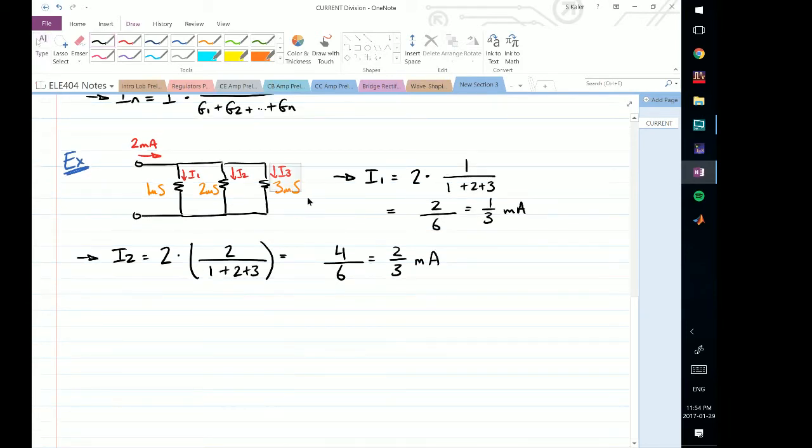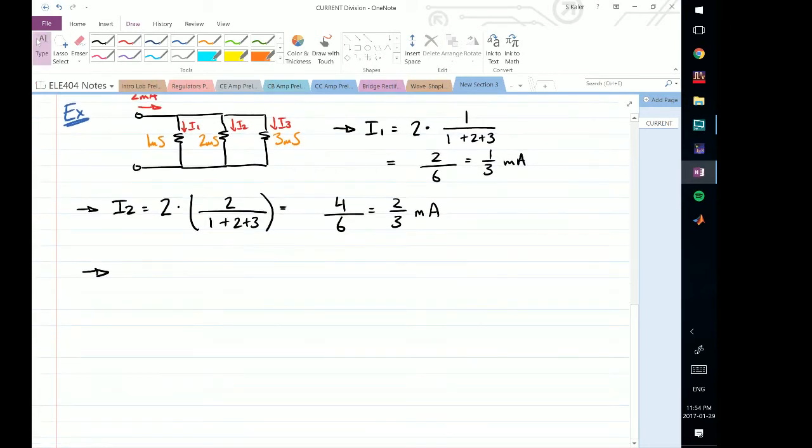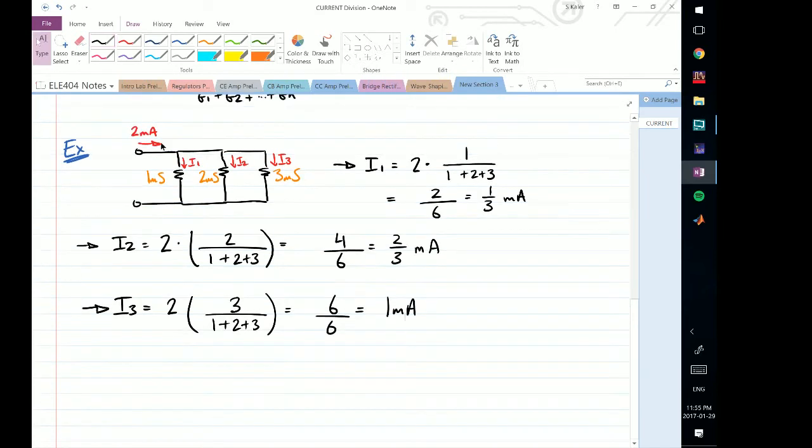And now if I take a look at I3, well, I could solve this using a simple Kirchhoff's current law at whichever node, and I will know that whatever current goes in must go out. However, let's use our current division, and then we can verify that after. So my total current is 2, my branch conductance is going to be 3, and this is over 1 plus 2 plus 3. And so this will give me 6 over 6, which is 1 milliamp, which is exactly what I expect since I have 2 milliamps going in. This 2/3 and this 1/3 will give me 1. This will give me another 1, and therefore I have 2 milliamps divided between these 3 branches.